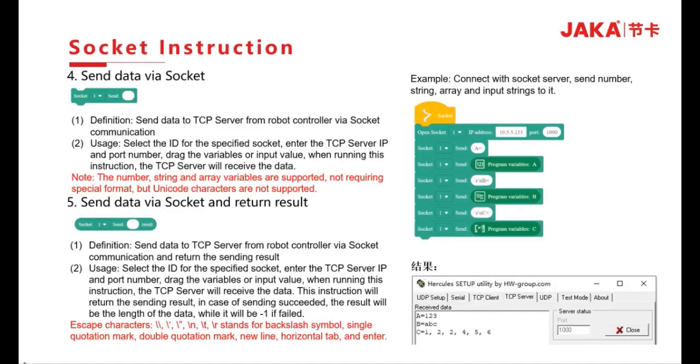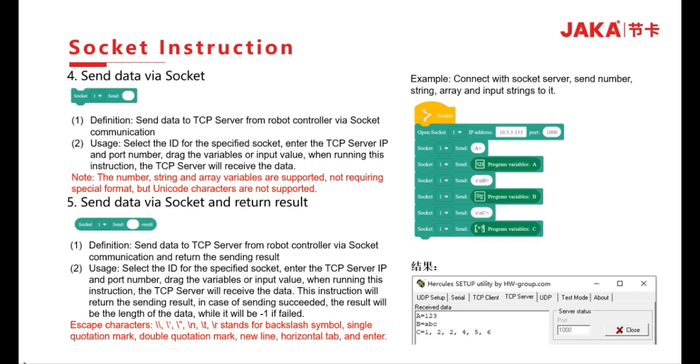Send data via socket. Send data to the TCP server from the robot controller via socket communication. Select the ID for the specified socket, enter the TCP server IP and port number. Drag the variable or input value inside. When running this instruction, the TCP server will receive the data. Note that the number, string and array variable are supported, not requiring special format, but Unicode characters are not supported.